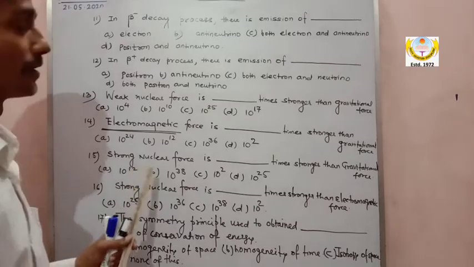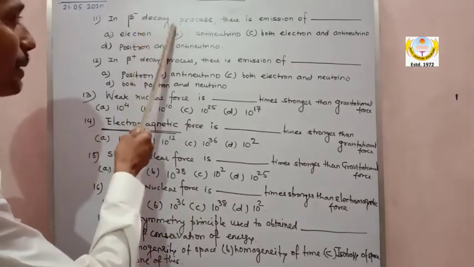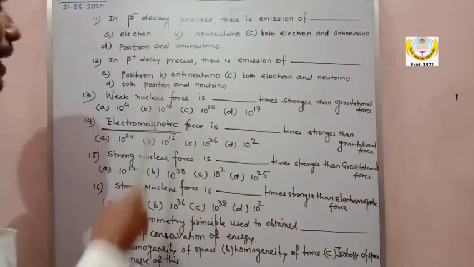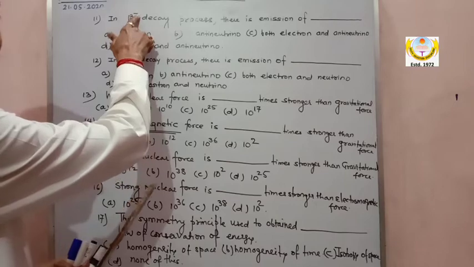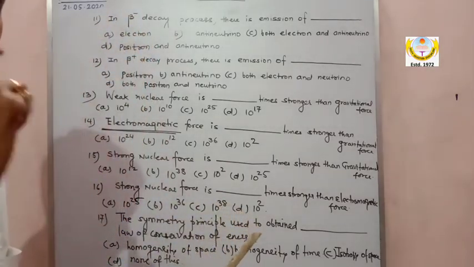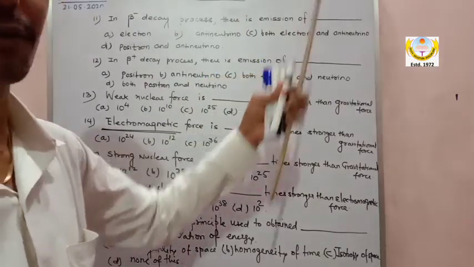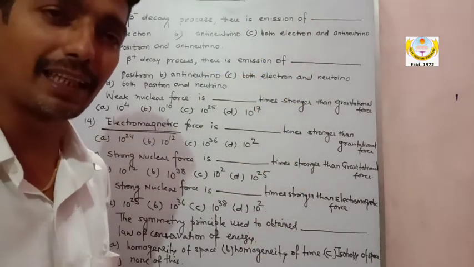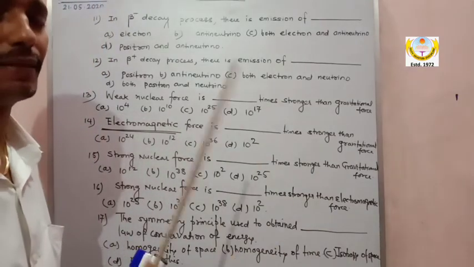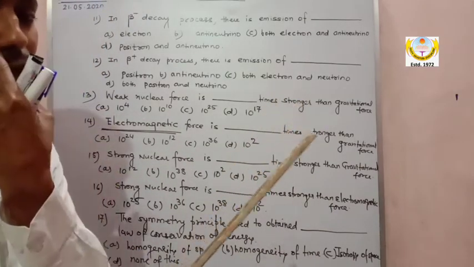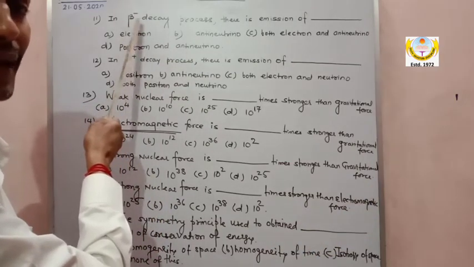Go to the next question, question number 11. The question is: in beta minus decay process, there is emission of what? Try to understand, this is very important, the minus sign is here. Now my dear, beta minus decay takes place in weak nuclear forces. Remember that the weak nuclear forces take place in the nuclear process named beta minus decay.